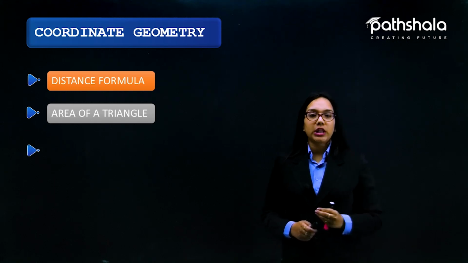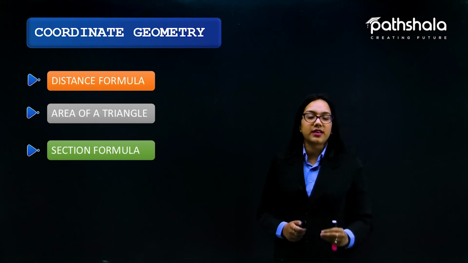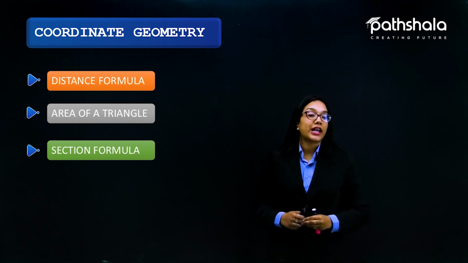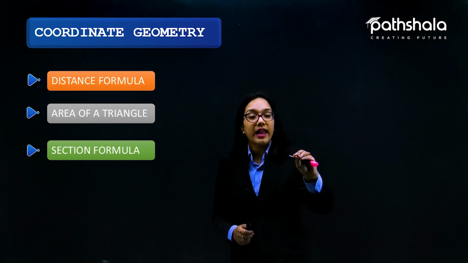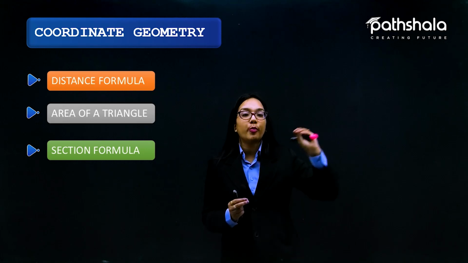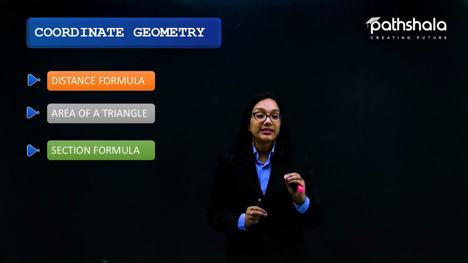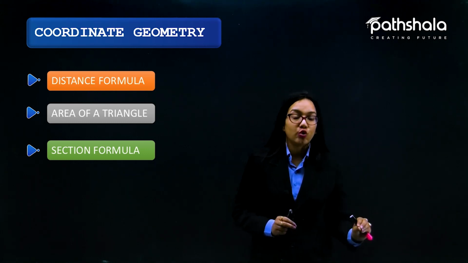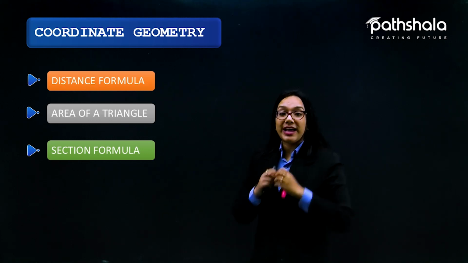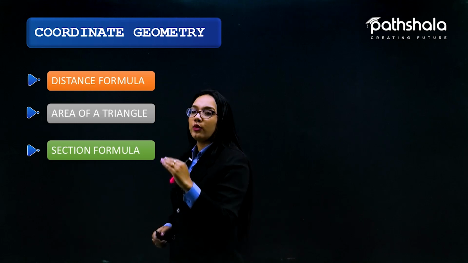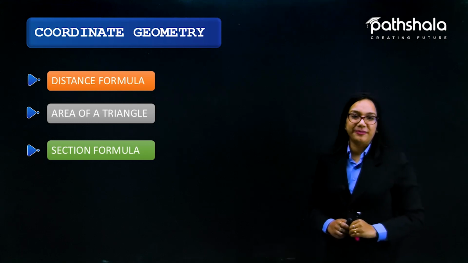Now let's talk about the third important concept, which is called the section formula, which we will discuss in coordinate geometry. In the section formula, we will find the coordinates of a particular point which lies between any two points joining a line segment, and the point is dividing that line segment in a particular ratio. So this is all about the third concept, which is the section formula. Let's start one by one with these three important topics in coordinate geometry.